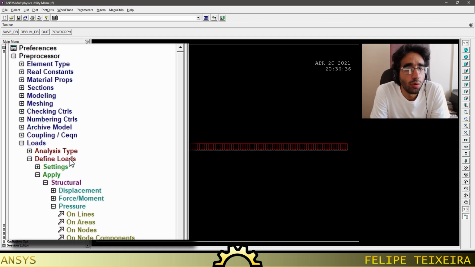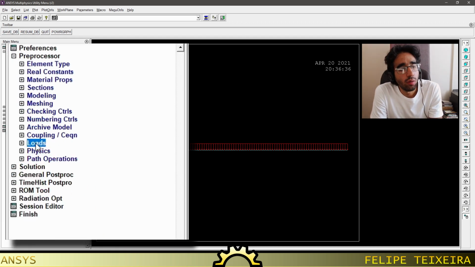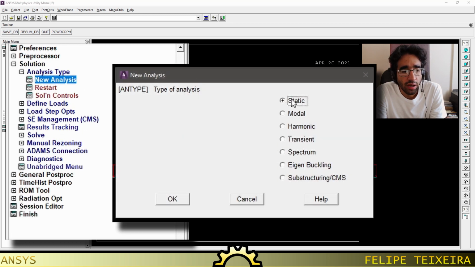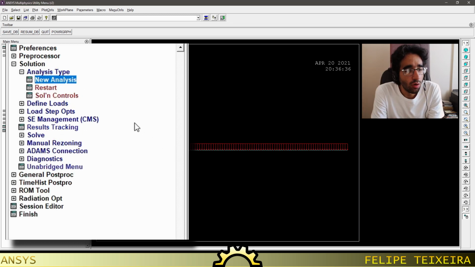So now we're done pre-processing our model. We can move on to solution. So we enter the solution step. Here we're going to do very little. We're going to choose the analysis type, which is static, and then we're going to solve the model. Nothing else needs to be done here.